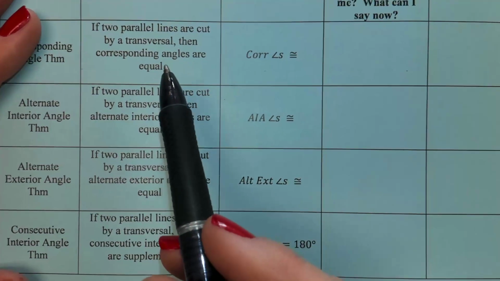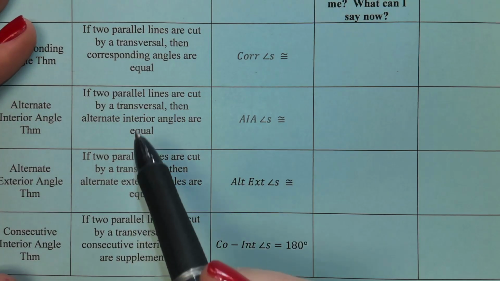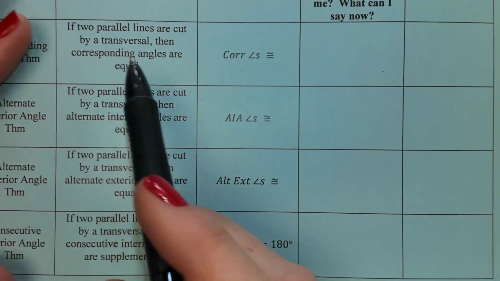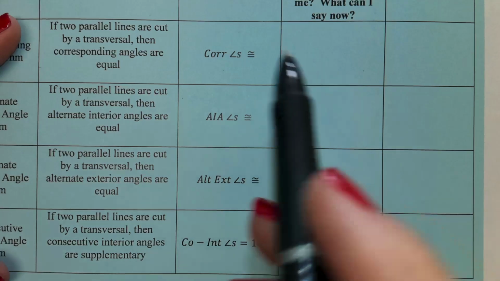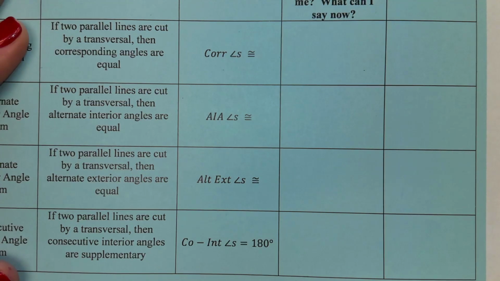And then in the next column, we kind of have the words, like how would the definition read? And then I'm going to draw you a picture down here, and then we're going to talk about what that means to us mathematically. What are we going to be able to do mathematically in order to solve some problems?